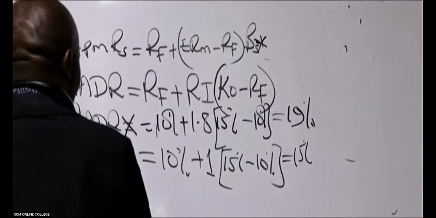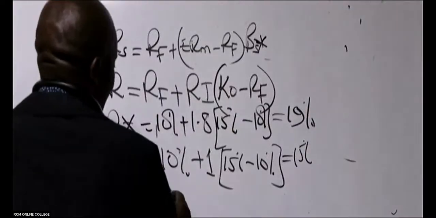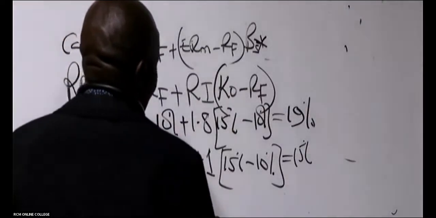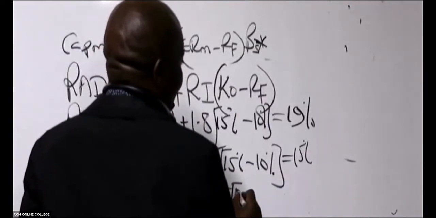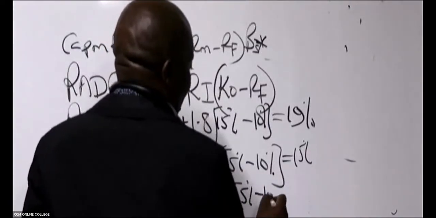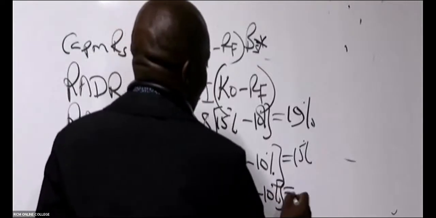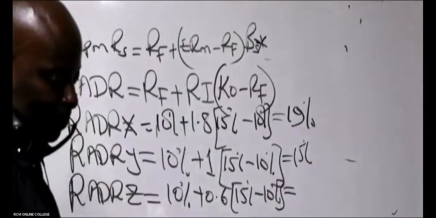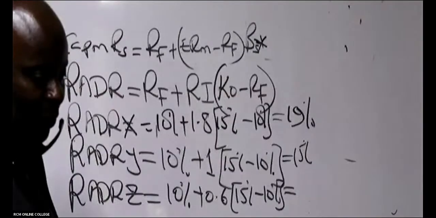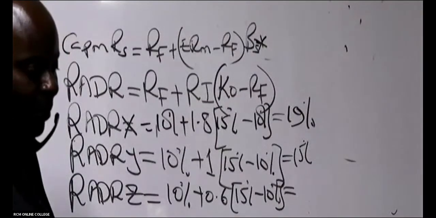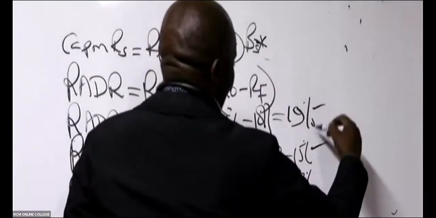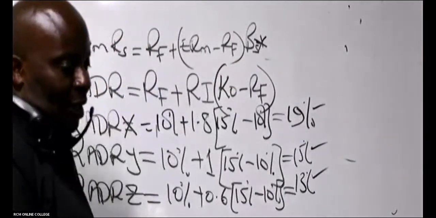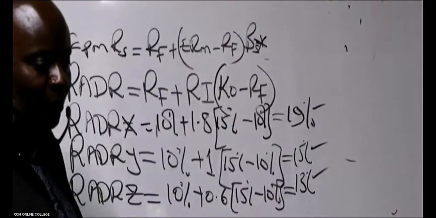We have RADRI for Z. Risk-free is the same, plus 0.6 for Z. The cost of capital does not change. So then this one will end up giving us what figure? Somebody is telling me, Mwalimu, this is 13%. So number one has been taken care of very well.